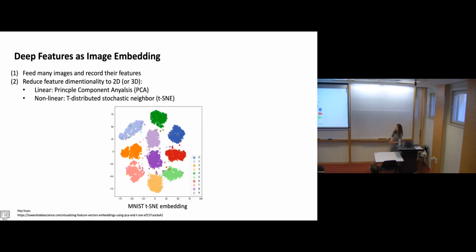Again, we take a collection of images, in this case from MNIST. Are you all familiar with the MNIST dataset? Digits from 0 to 9. We're going to take a collection of images, feed it into our network, get the feature vector in this high dimensional space, and then apply some dimensionality reduction technique to reduce the 4K dimensions to 2D.